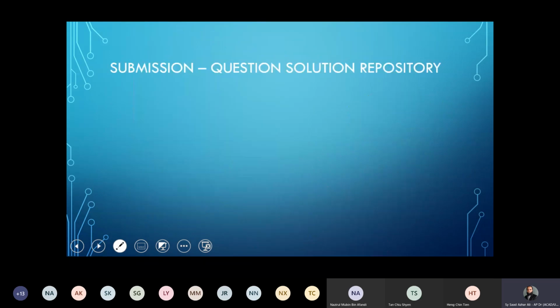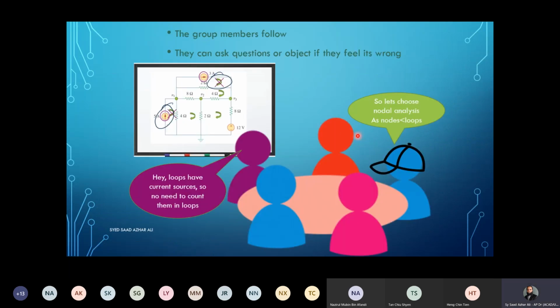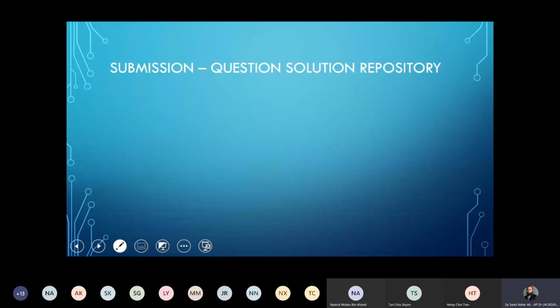Then the next guy will take the lead, and then the next one, and the next one, and the next one. So we have this as the cycle for each tutorial session. Later on, once you have done the discussion, then you have to solve the question.